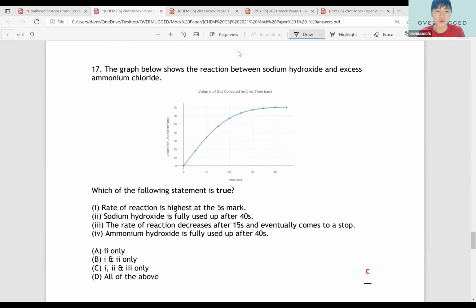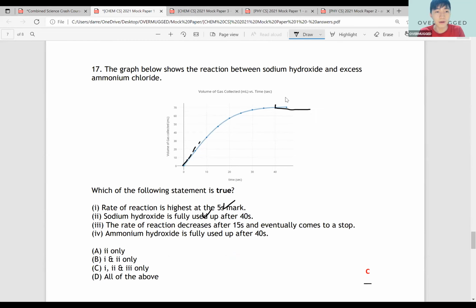Let's take a look at the statements to decipher why each is true or false. Rate of reaction is highest at the 5-second mark. This is true because if you were to plot a gradient or a tangent along this line, this is the part where the gradient is the steepest. Then sodium hydroxide, is it fully used up after 40 seconds? Yes, it is, because from here onwards you can see it's largely a flat line. So fully used up, true.